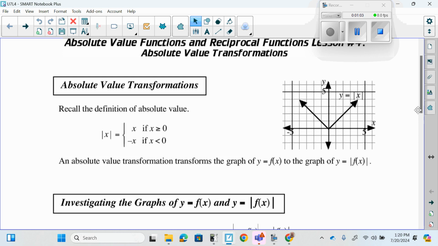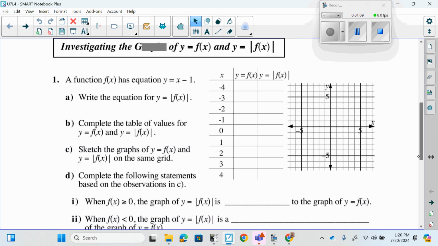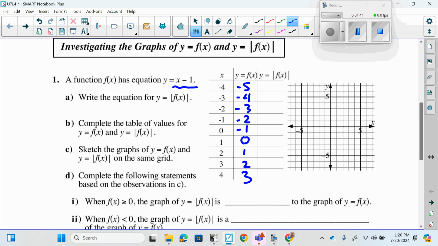So we're going to see how to transform a graph into an absolute value part of the graph. So here we have a graph, and then we have the absolute value graph. The function we're going to deal with is this. So let's make a little table of values. If I was doing just y equals f of x, it's just going to be this. So I'm just going to put in -4. -4 minus 1 is -5. -3 minus 1 is -4. -3, -2, -1, 0, 1, 2, 3. Hopefully all that makes sense.